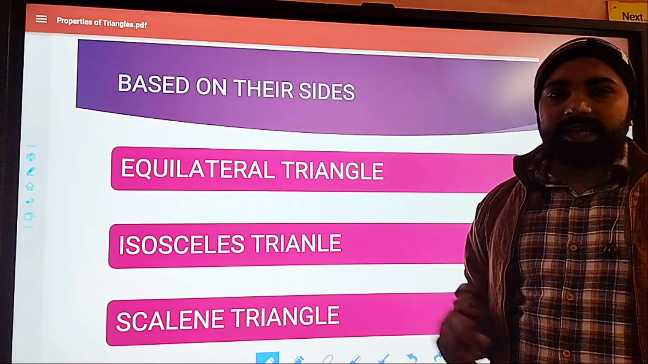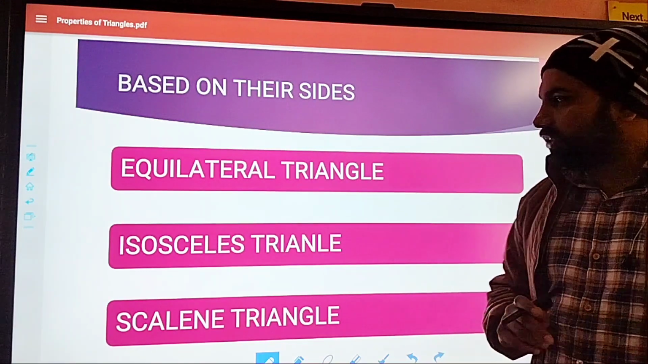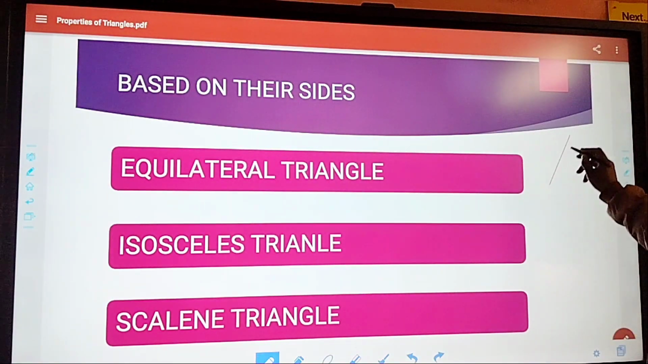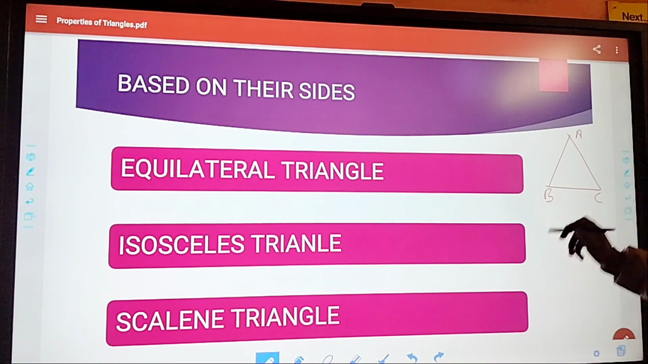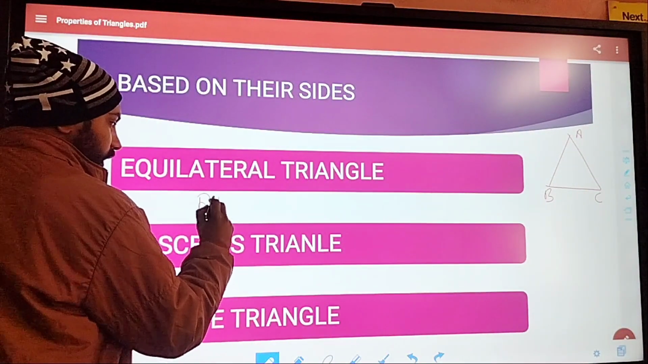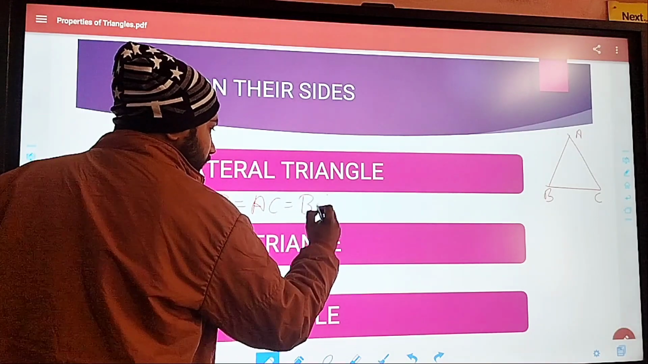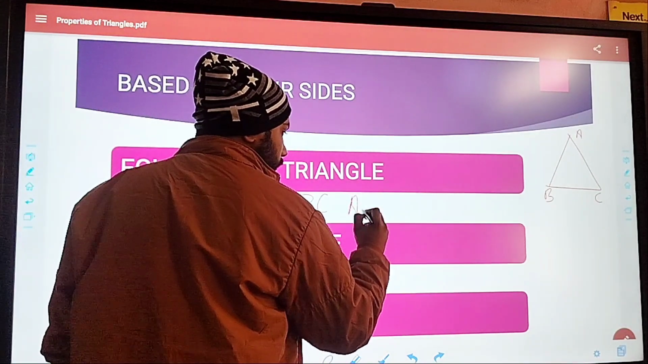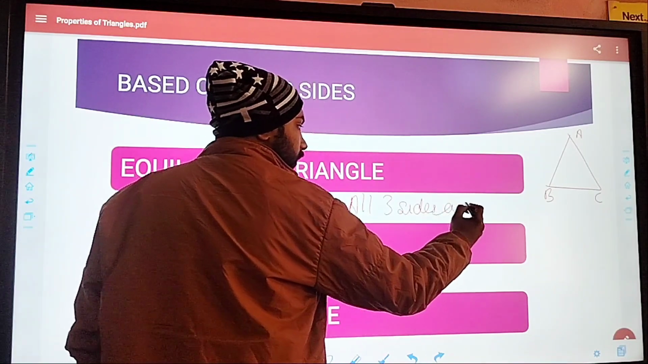When we classify a triangle on the basis of sides, we can classify in three ways. Let us assume we have a triangle ABC. Whenever we have AB equals AC equals BC, that means all three sides are equal.